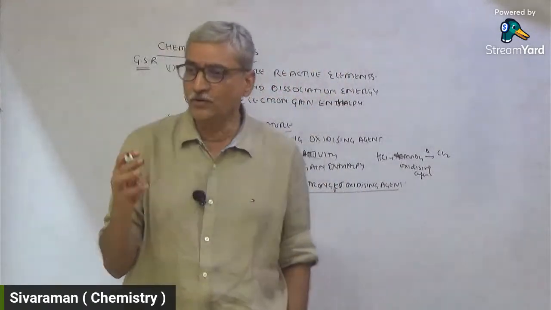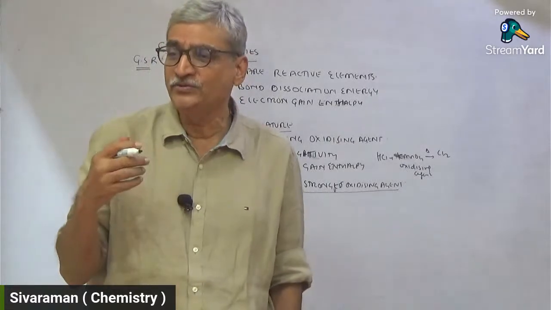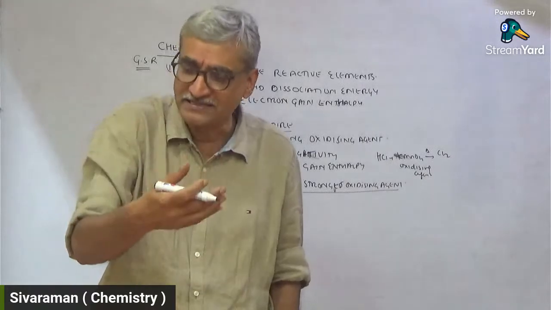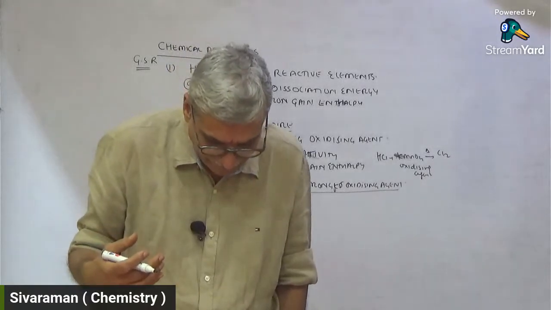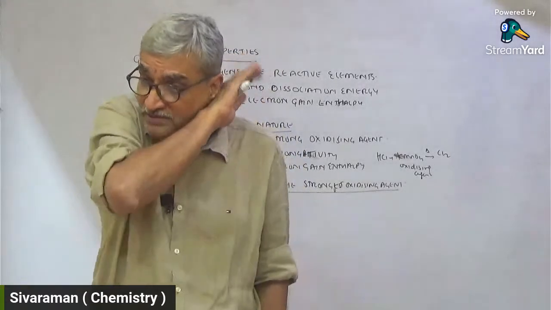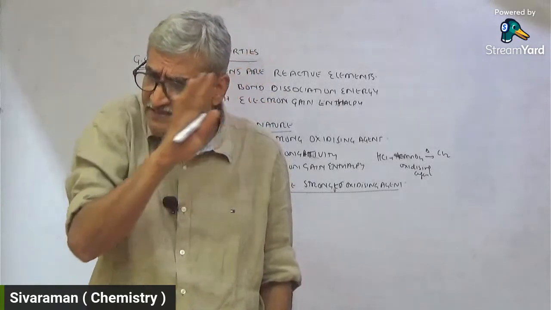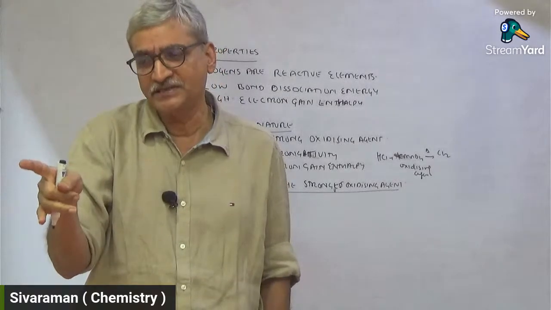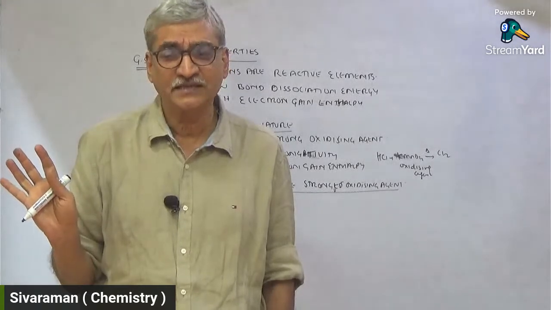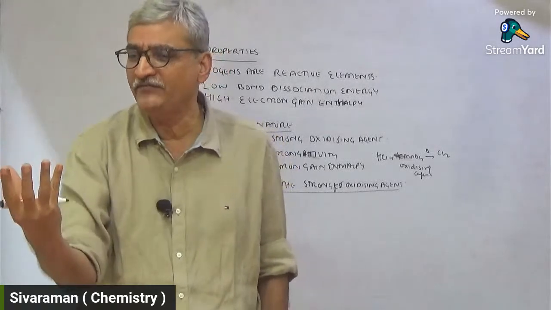So chlorine, bromine, iodine can be obtained by using an oxidizing agent, by oxidizing its halides, haloacids, and so on. Is this point clear? But this is a very important point. There is no oxidizing agent available which can oxidize fluorine from its compounds. That was the reason why it took 50 years to obtain fluorine in the free state.